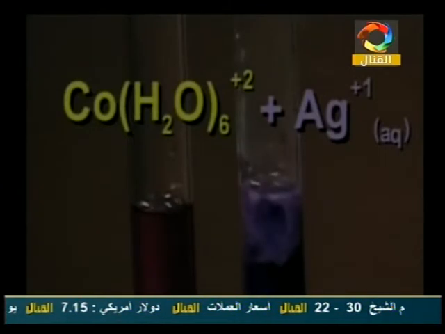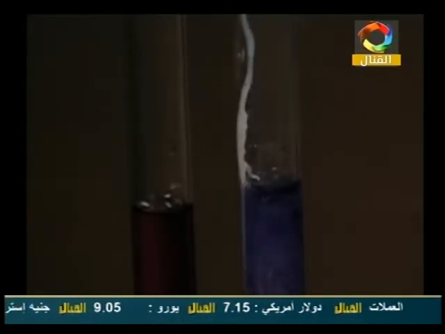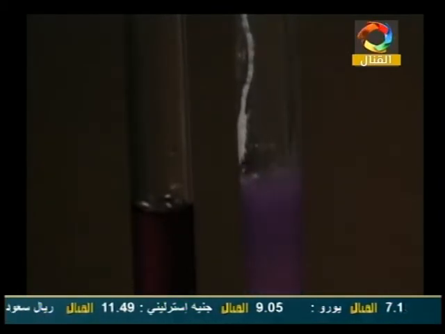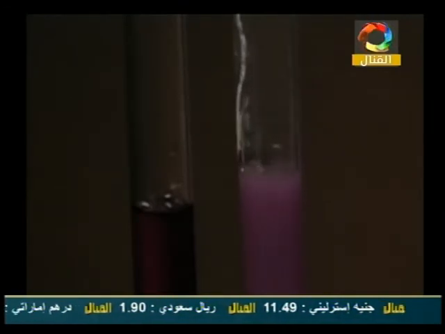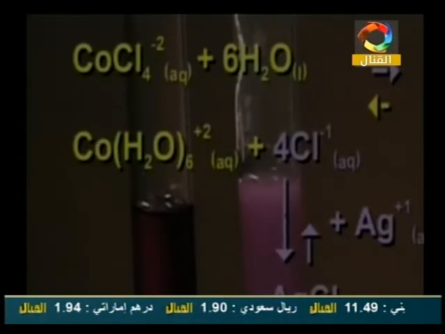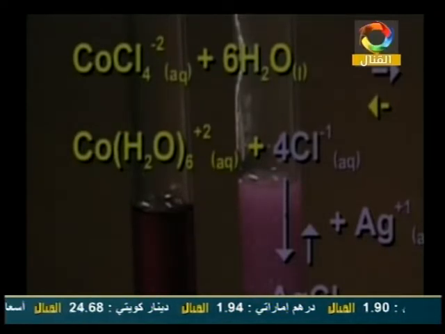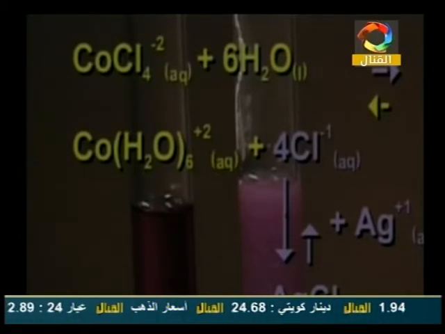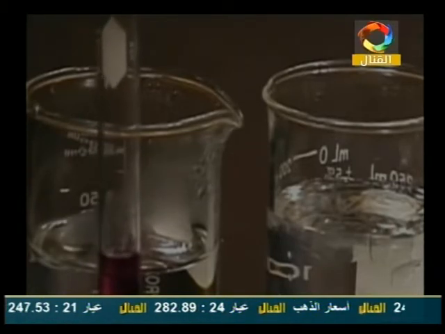Now, there is a change of color by adding Ag positive to this hydrated cobalt water. You see the color change. Ask, why is it changed? Is it changed to make constant equilibrium? CoCl4 negative plus 6H2O will go in a different direction. Co(H2O)6 positive plus 4Cl negative, which reacts with Ag to be AgCl.